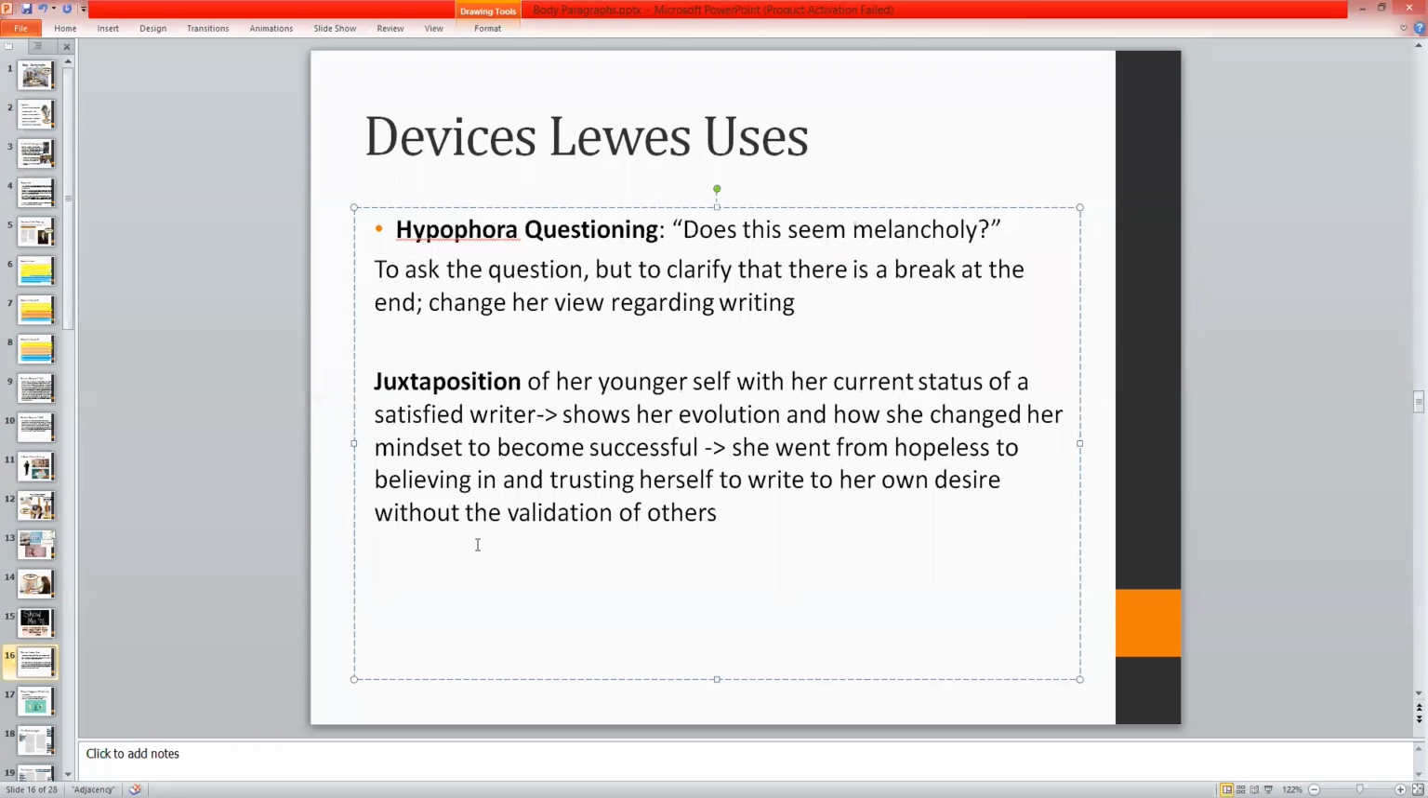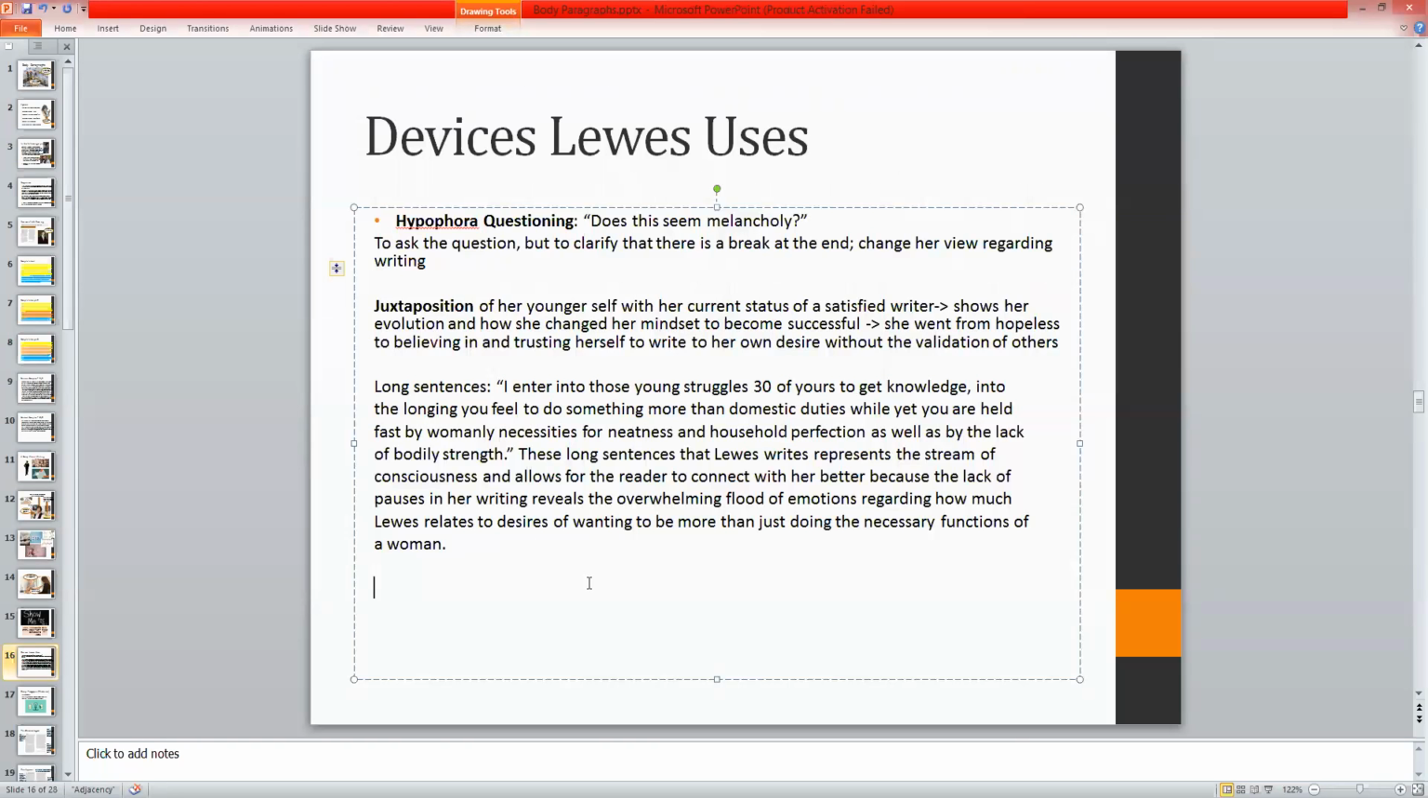And let's see how this looks on the document first. Oh, it's not that bad. All right. So Ivy wrote in this case here, "Long sentences. I enter into those young struggles, 30 of yours to get knowledge, into the longing you feel to do something more than domestic duties, while yet you are held fast by womanly necessities for neatness and household perfection, as well as by the lack of bodily strength." Yeah, this is like a really long sentence given by her, and the question being like, why do that?